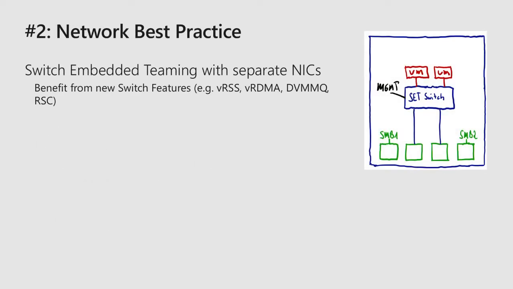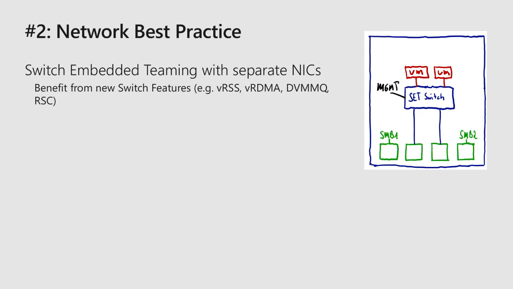Next one, network best practices. So this is me drawing on my tablet to show you what I mean. This is an S2D node, a hyper-converged S2D implementation. So we have Hyper-V and the storage in the same nodes, and we have some network demands. We need network for our VMs, so we have a Hyper-V switch.